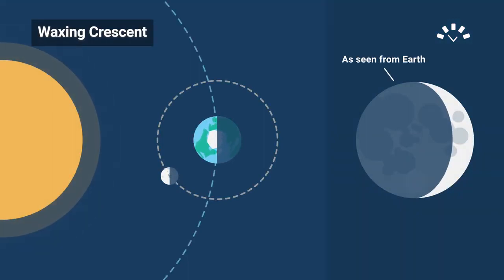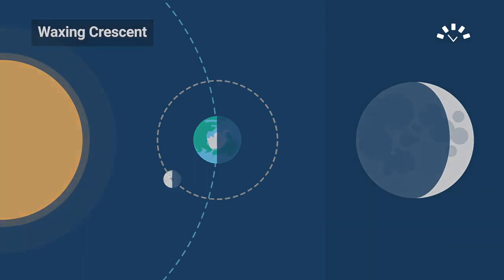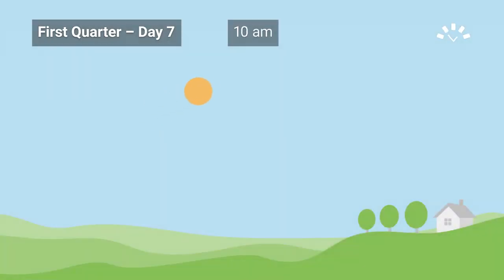Overall, half of the moon is always in sunlight, half in darkness. As the moon orbits Earth, it changes just how much of the lit up side we can see. A few days later, it rises around midday and is visible in the blue afternoon sky.